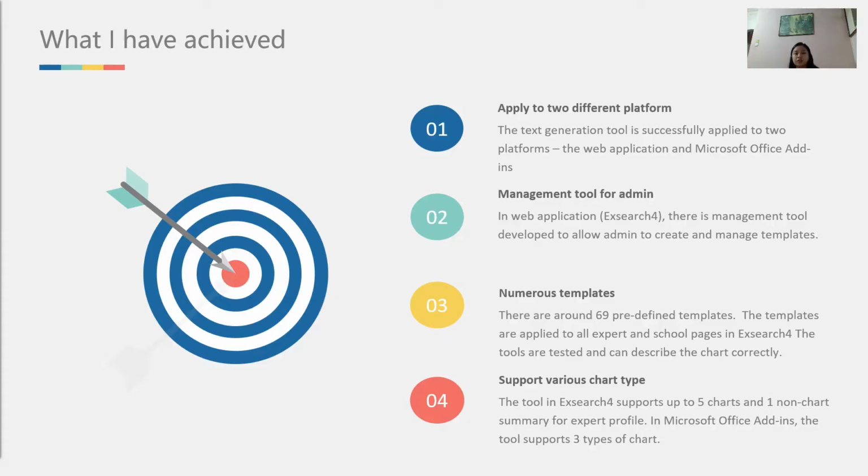The tools are all tested and can describe the chart correctly. The tools also support various chart types. In Expert Search, it supports up to 5 charts and 1 non-chart summary. And in the Microsoft Office add-in, the tools support 3 types of charts, which are bar, line, and pie.